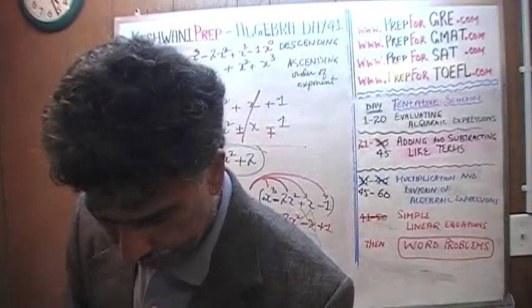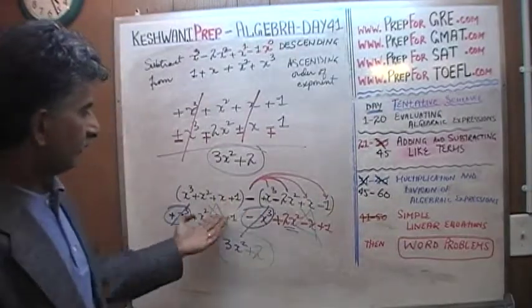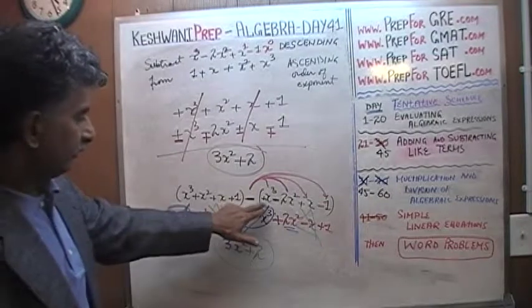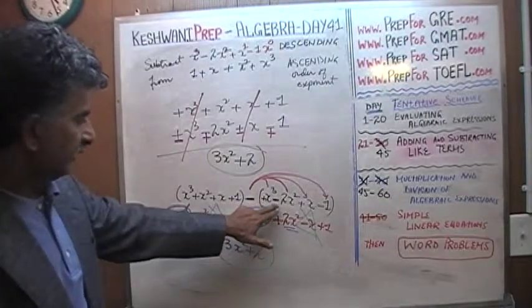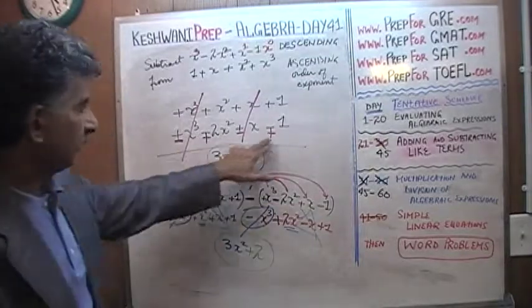That's how we have to do it. So the answer is 3x squared plus 2. This is one way of doing it. The top one was another way of doing it. But in both cases, all the signs have to be changed. This positive becomes a negative, this negative becomes a positive, this positive becomes a negative, and this negative becomes positive, which is exactly what we did here.